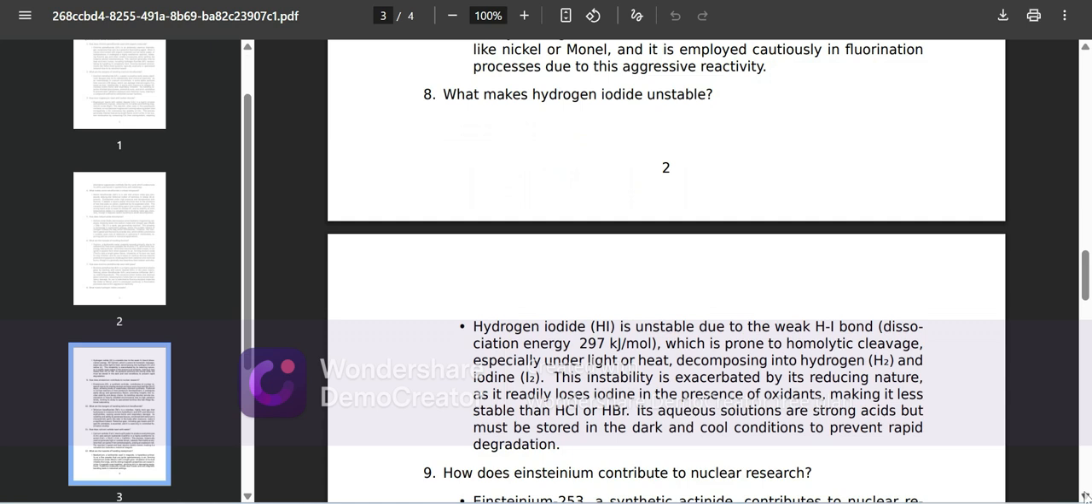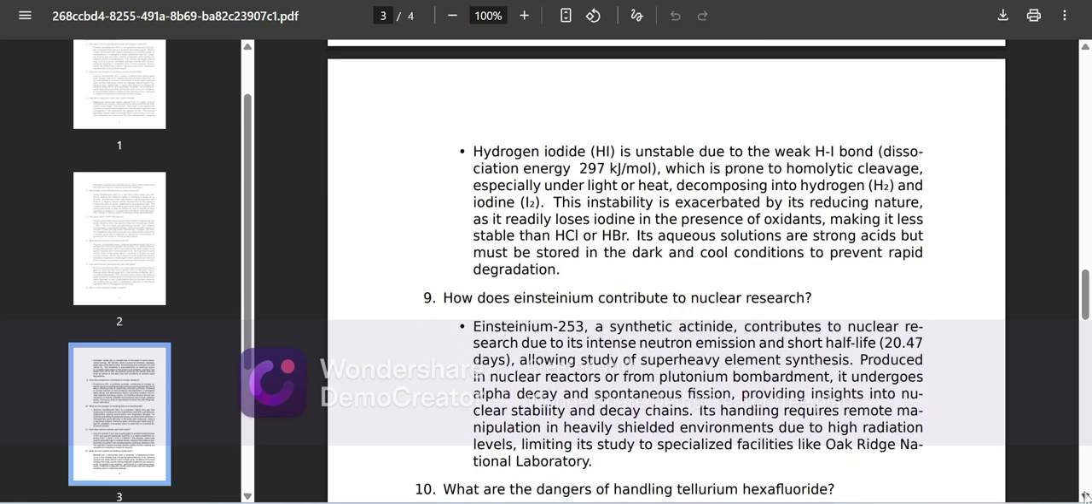What makes hydrogen iodide unstable? Hydrogen iodide is unstable due to the weak hydrogen-iodine bond, dissociation energy 297 kJ per mole, which is prone to homolytic cleavage, especially under light or heat, decomposing into hydrogen and iodine.